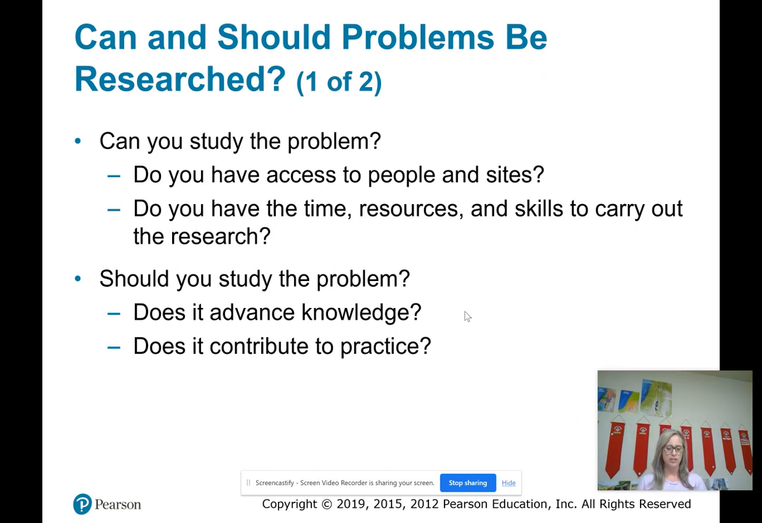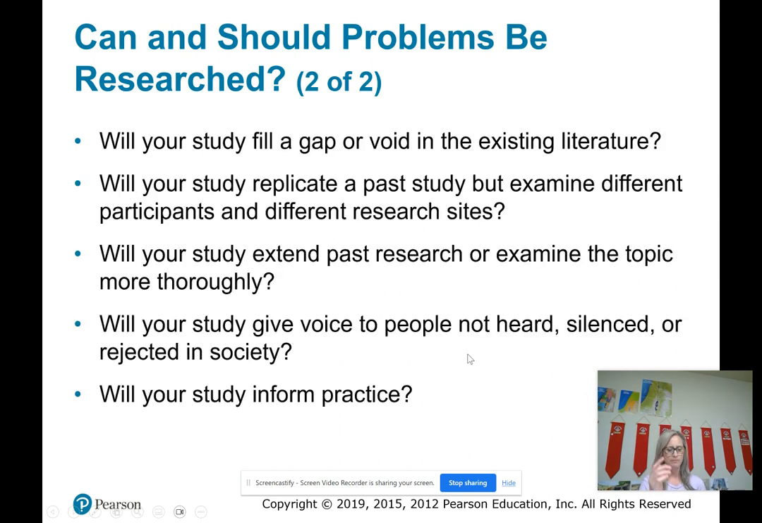Next, just because you can conduct a research study doesn't necessarily mean that you should conduct a research study. If you have access to participants and a research site, as well as the time, resources, and skills needed to conduct the study, then you can research that problem. If you can add to the existing literature and current educational practices by conducting a study that is new and will add value, then you should conduct that research on that given problem. Those are questions that you should ask yourself when you're thinking of a topic to study. Not all topics should be studied, and that's okay.